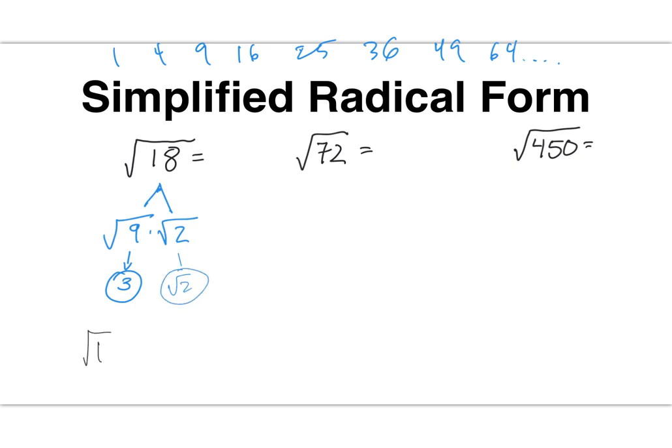So the square root of 18 in simplified radical form is 3 times the square root of 2, or just 3 root 2. You can write it as multiply, or you can just write it as 3 root 2. 3 root 2 is the same as multiply.